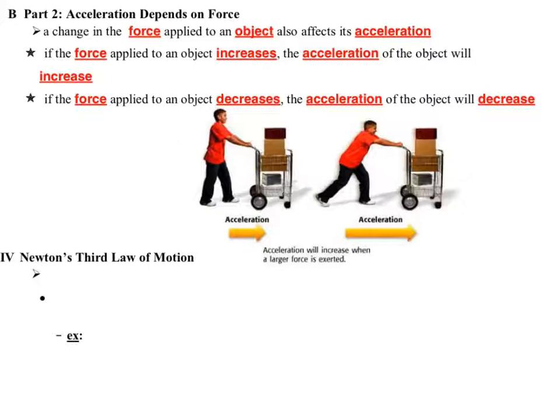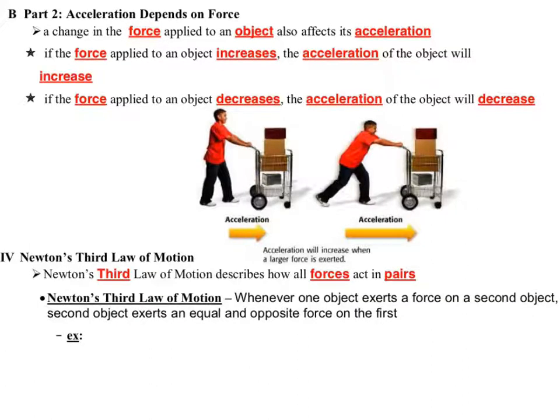Okay, Newton's third law of motion is the least obvious, I would say. And what does Newton's third law of motion describe? Well, Newton's third law of motion describes how all forces act in pairs. It states that whenever one object exerts a force on a second object, the second object exerts an equal and opposite force back on the first object. And that is Newton's third law of motion, that makes this statement.